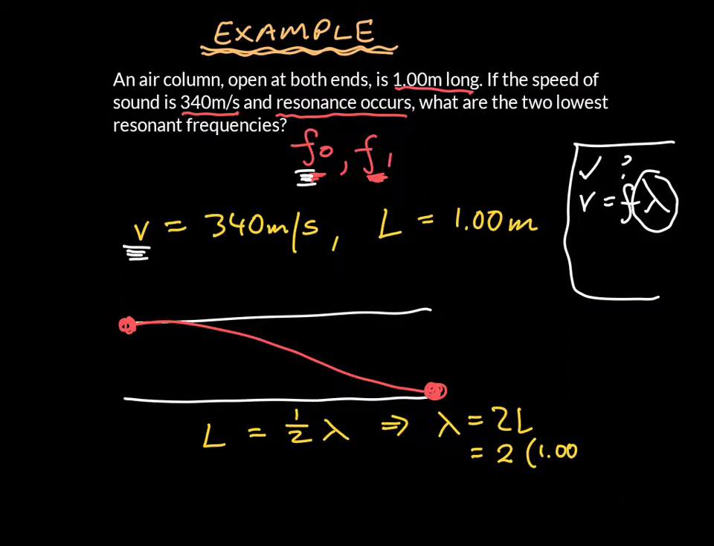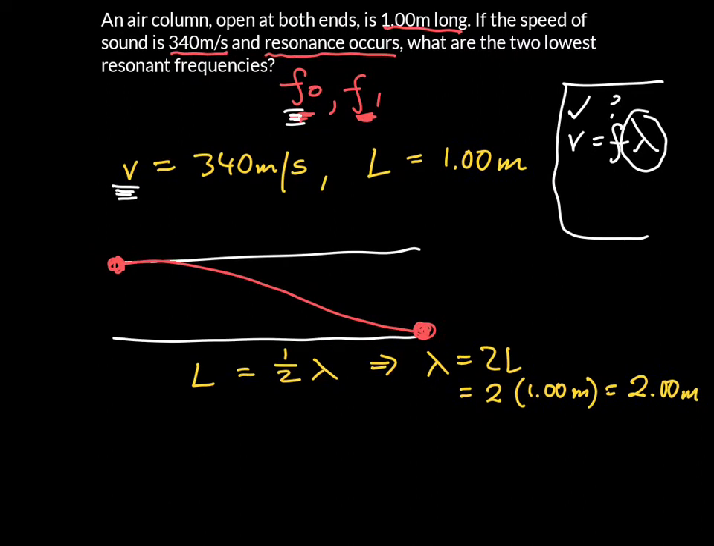So we have the wavelength is equal to twice 1 meter, which is the length of the tube. So the wavelength now is equal to 2 meters. Good. So now we've got our wavelength. We can simply go back to this equation here, v is equal to f lambda. And we're just going to rewrite that and look for our frequency, which is v over lambda.